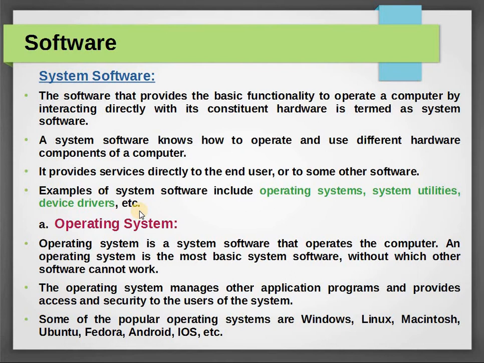First is the operating system. The operating system is system software that operates the computer. An operating system is the most basic system software, without which other software cannot work. The operating system manages other application programs and provides access and security to the users of the system. Examples of popular operating systems are Windows, Linux, Macintosh, Ubuntu, Fedora, Android, iOS and many more.